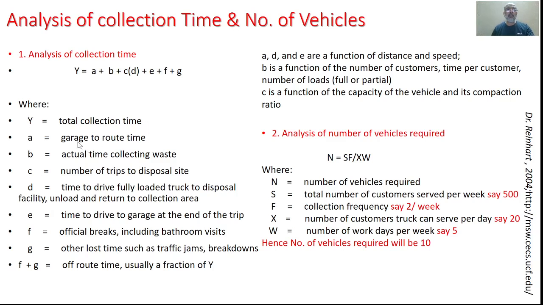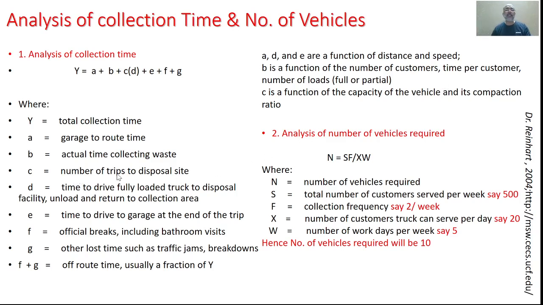Here, this garage to route time, the time to drive to the destination point, unloading, coming back, and time to drive to the garage at the end of the day are functions of distance and speed. Whereas this B, which is the actual time spent in collecting this waste, is a function of the number of customers, time spent per customer, and number of loads, which could be full or partial.